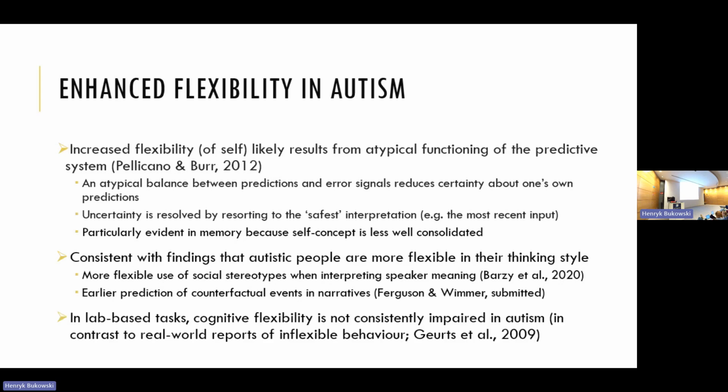And then the last thing that I really wanted to point out is that in lab-based tasks, effects on cognitive flexibility are very inconsistent, and actually largely showing there is no real consistent difference in autism versus neurotypical populations. I think this is in stark contrast to what you see in real world experiences and what autistic people report about their real world experiences, where they say that they actually have real difficulty with flexibility and their rigid and repetitive interests.